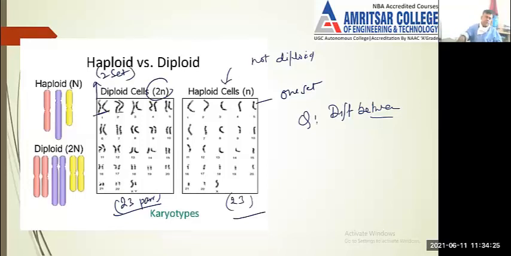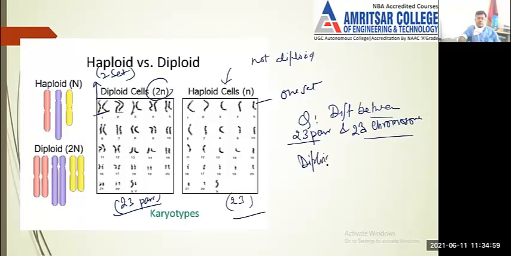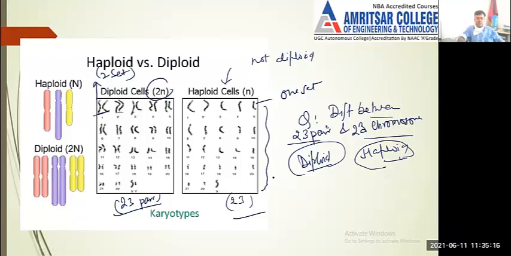So what is the difference between 23 pair and 23 chromosomes? This is a diploid. This is a haploid. Clear? This is a diploid. Pair, what is there? In haploid, no pair, what is there? Only 23.